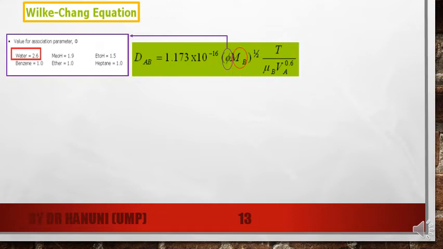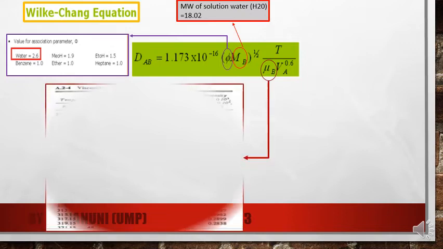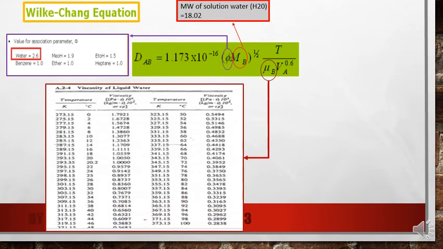Okay, and the next one is molecular weight. The molecular weight of water is also given, which is 18.02, and viscosity. Okay, viscosity of liquid B. In this case, viscosity of water. And remember, this also depends on the temperature that you want to determine. It depends on the DAB at which temperature.